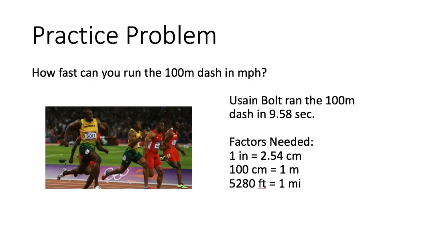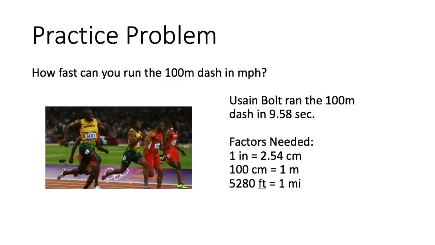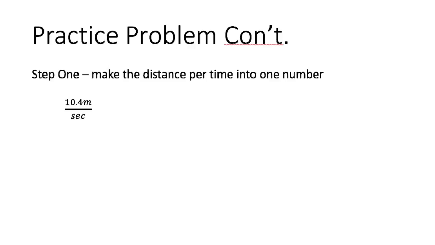Some factors that we need to be able to solve this problem: we need to know that 1 inch is equal to 2.54 centimeters, that there are 100 centimeters in 1 meter, and that there are 5,280 feet in 1 mile. Let's take a look. The first thing we want to do is make the distance per time into one number. If we look back, he ran 100 meters in 9.58 seconds. So that's 10.4 meters in 1 second.